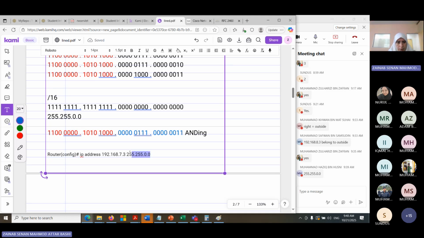Okay, this is the command. So we have to write two numbers. One of them is just the IP address. The other one we call the subnet mask. The subnet mask tells which part of the address represents the whole network, and which part represents a specific host.